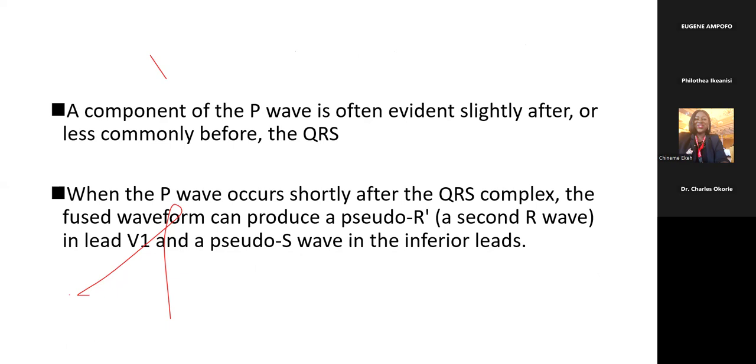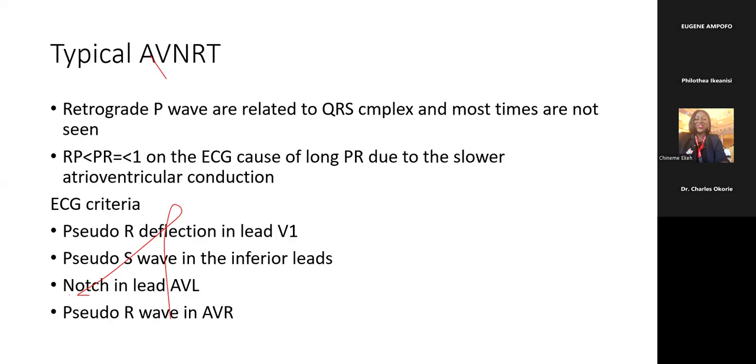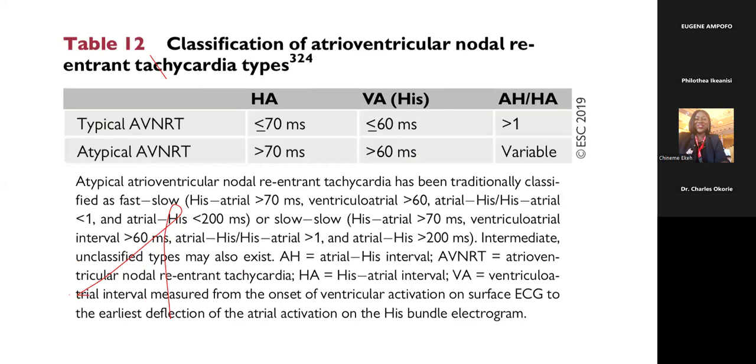Okay, the next slide is just a summary of what I just talked about, the typical AVNRT, and the relationship where the RP interval is less than the PR interval on the ECG. Then the next slide talks about the classification of the AVNRT tachycardia types. Okay, let's go to the next one.